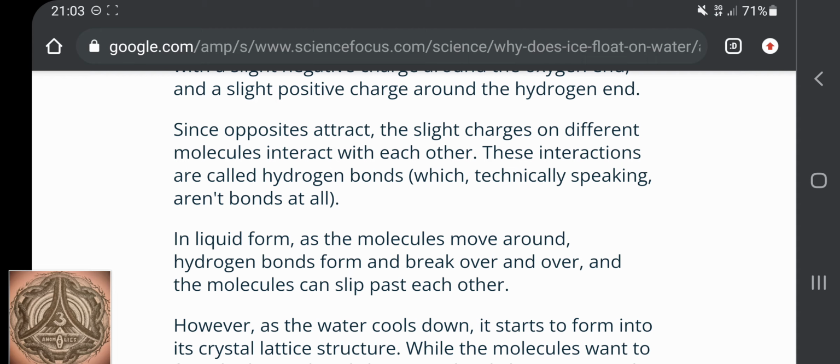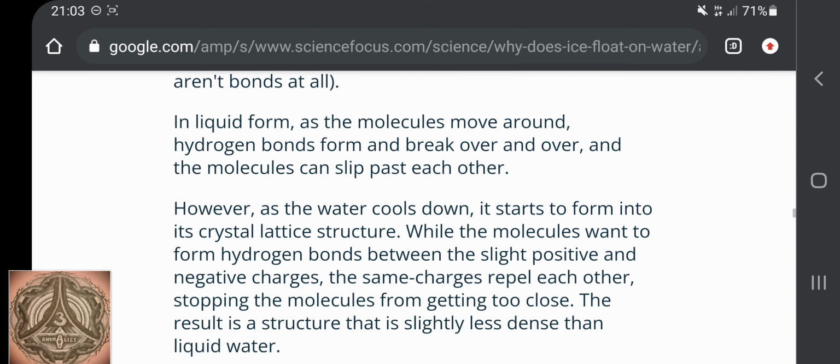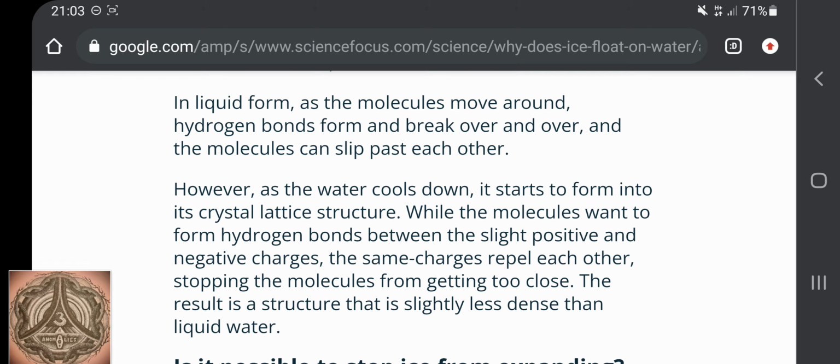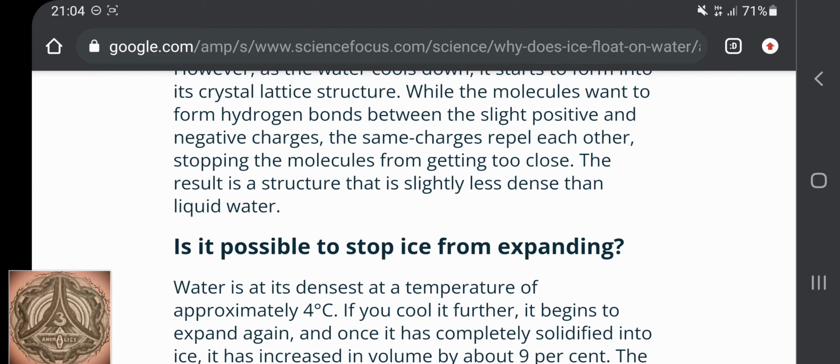In liquid form, as the molecules move around, hydrogen bonds form and break over and over, and the molecules can slip past each other. However, as the water cools down, it starts to form into its crystal lattice structure. While the molecules want to form hydrogen bonds between the slight positive and negative charge, the same charges repel each other, stopping the molecules from getting too close. The result is a structure that is slightly less dense than liquid water.